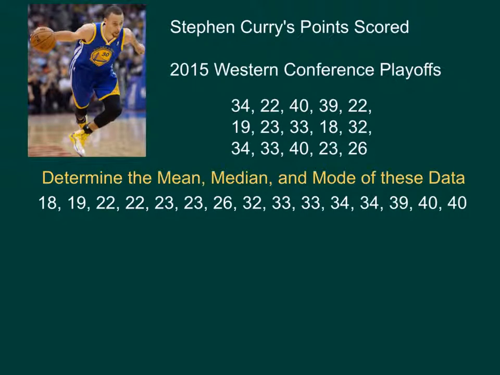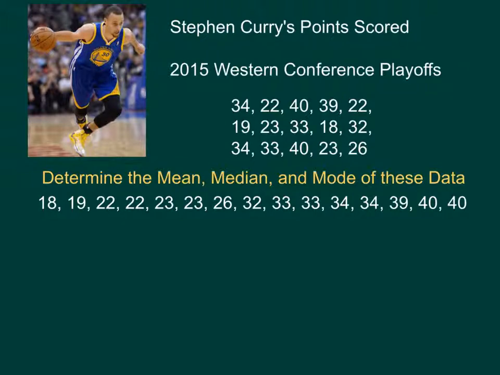So, written in increasing numerical order, we can see that Steph Curry had games where he scored 18, 19, 22 twice, 23 twice, 26, 32, 33 twice, 34 twice, 39, and 40 twice. That many points in his 15 games so far in the playoffs this year. So now we can figure out these three measures of center.